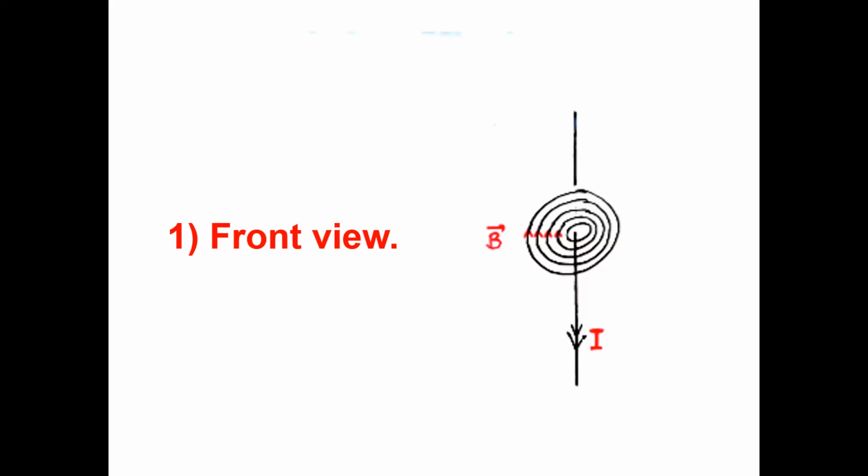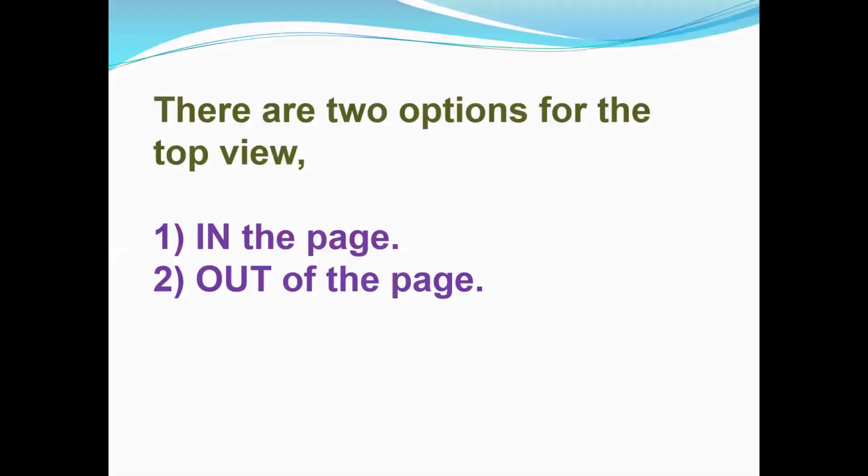Done. I have shared the right hand rule picture on your WhatsApp. So you can look at the screen, and when you look at this screen, it is the front view. So when you're looking at something from the front, it appears like this. There are two options for top view: in the page, out of the page. You have to copy this.